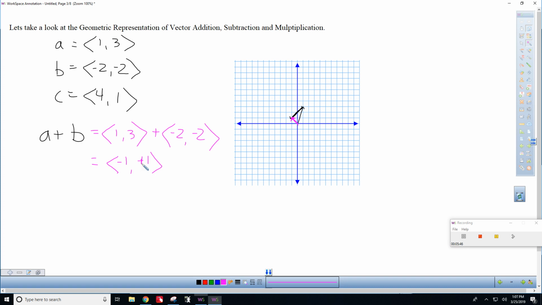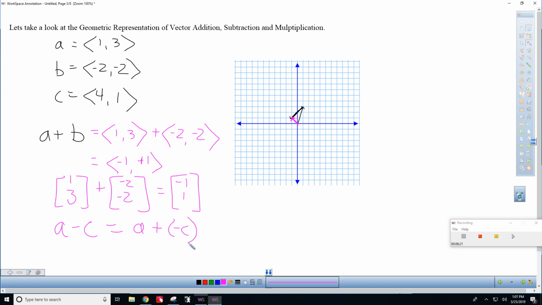When you subtract, first of all, you should know that the book might write this like this: 1, 3 plus -2, -2, and that is -1, 1. That's the exact same thing. So what does A minus C mean? Well, that's easy. A minus C is the same thing as A plus -C. So that's the same thing as addition. So I don't have to explain the geometric representation of that.